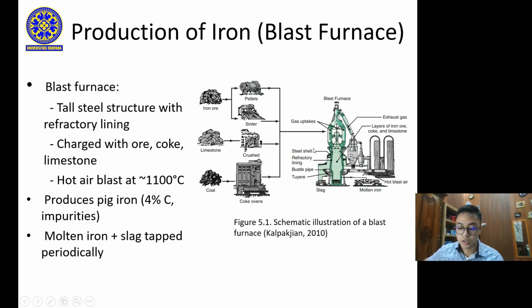Inside, the coke reacts with oxygen to form carbon monoxide, which reduces the iron ore into molten iron. The product at this stage is called pig iron. It contains about 4% of carbon and some impurities.